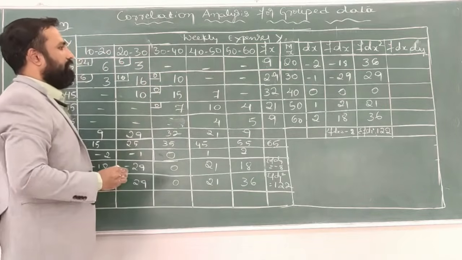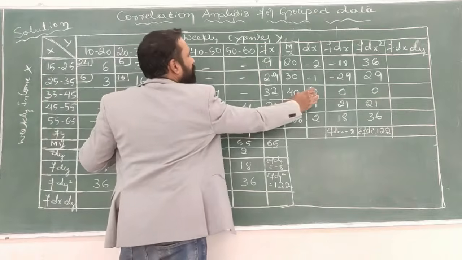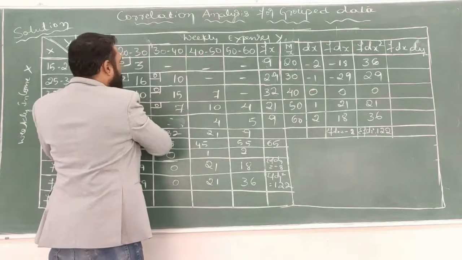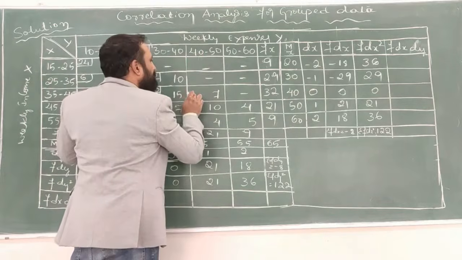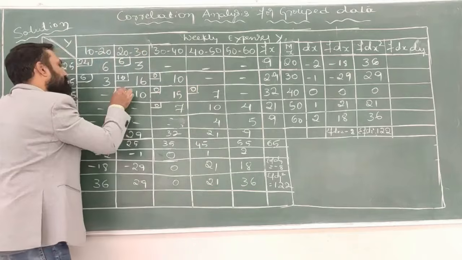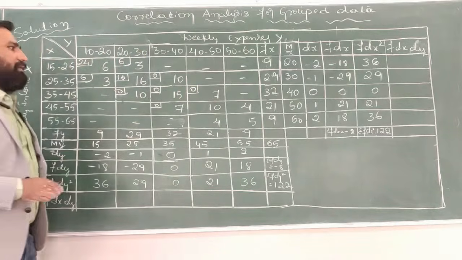Very simple. And here also the dx is 0. So in this row, how many frequencies are there? Those frequency values will be 0. Put it as a 0. So the remaining are this.